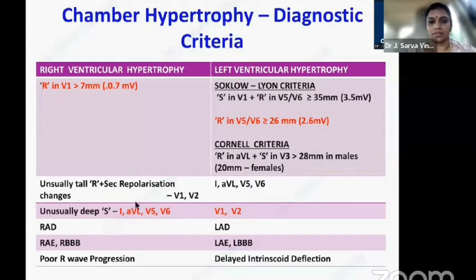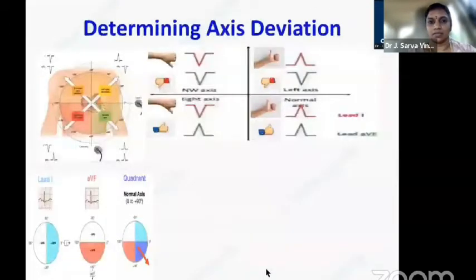And we'll have the reciprocal changes of the S wave in the reciprocal leads. So we'll have a deep S wave in V5 and V6, and we're going to have a deep S wave in V1 and V2 in patients with left ventricular hypertrophy. Other associated findings will be the appropriate axis deviations and the bundle branch block. In addition, as we saw earlier, we'll have a poor R wave progression in RVH and a delayed intrinsicoid deflection in LVH. The axis is usually determined by taking lead 1 and AVF into account.